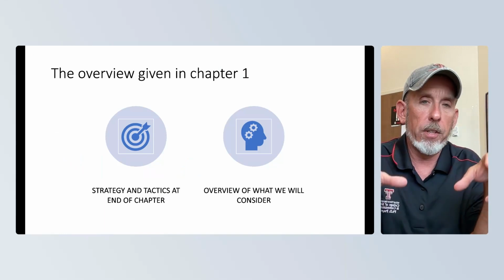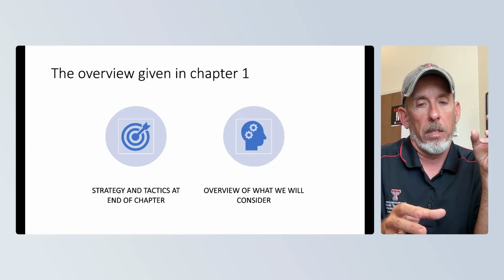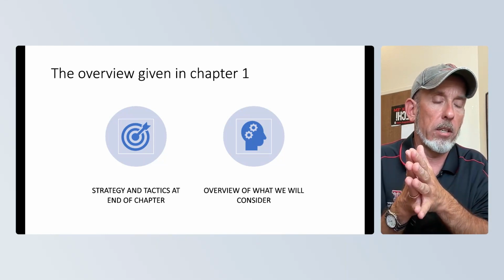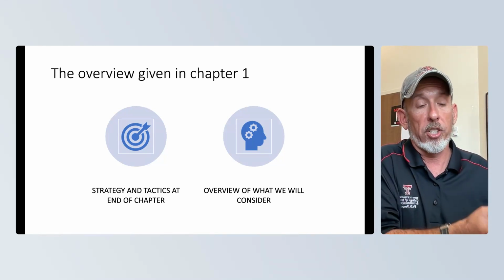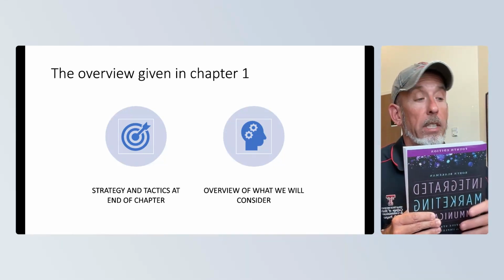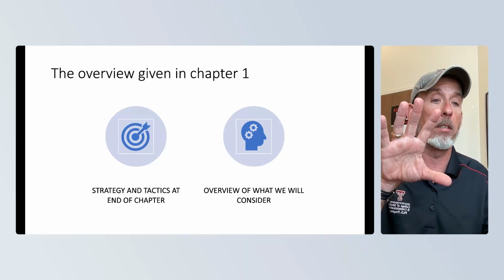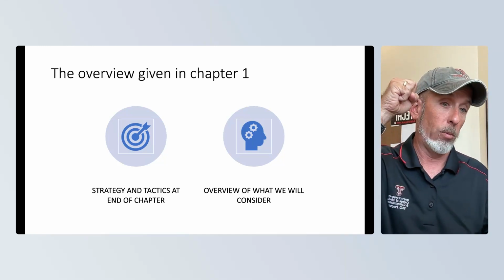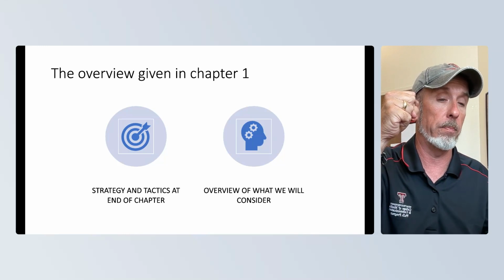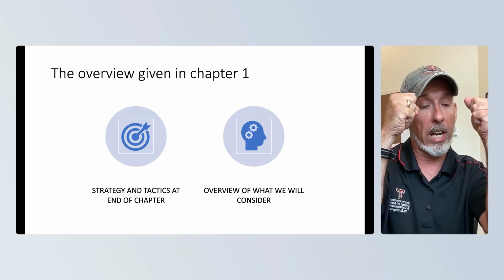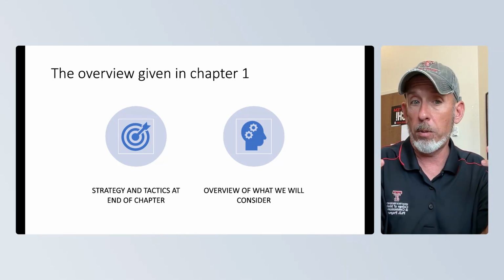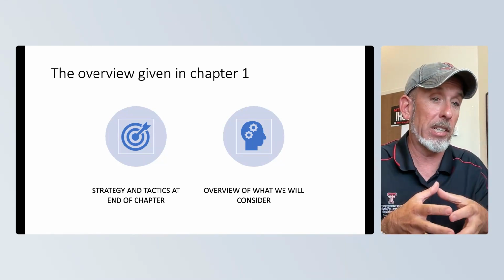So there's an overview just given of chapter 1. Look at the strategy and tactics at the end of the chapter. Think about what we're considering overall. This is a good text. It gives us a springboard to look at the content that we want to. Again, what are we thinking about in this class? What are the strategies, the theories, the concepts, what research can we do to help us then craft great content for products, goods, and services that we may represent? That's what this class is about.